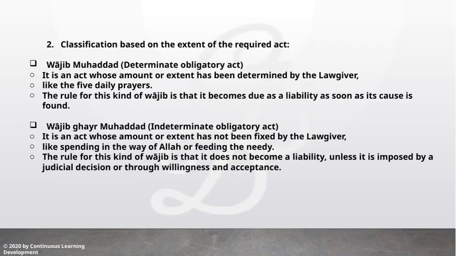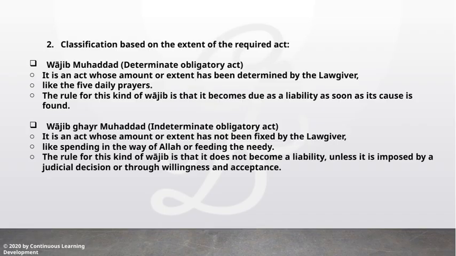Now, let's look at the second classification based on the extent of the required act. First, we have wajib muhaddad, or the determinate obligatory act. This refers to acts where the lawgiver has clearly specified the amount or extent. A good example of this is the 5 daily prayers, where the number and timing are fixed. The key point here is that as soon as the cause of this obligation is established, it immediately becomes a liability. In other words, once the conditions are met, the obligation is due without any delay.